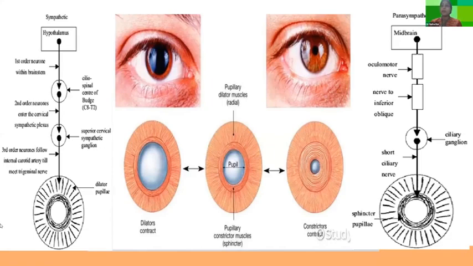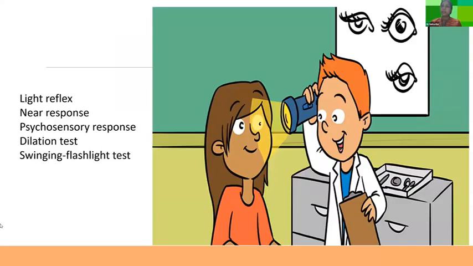Before we proceed, we should know what important things there are in the examination of the pupil. We should examine the light reflex. We should know about the near reflex, the psychosensory response, the dilation test, and the swinging flashlight test.